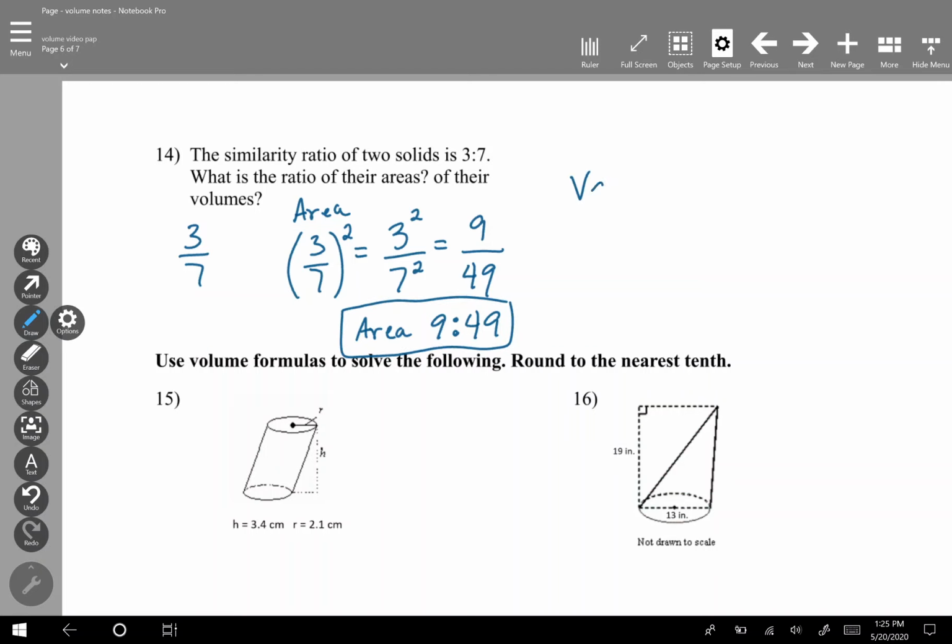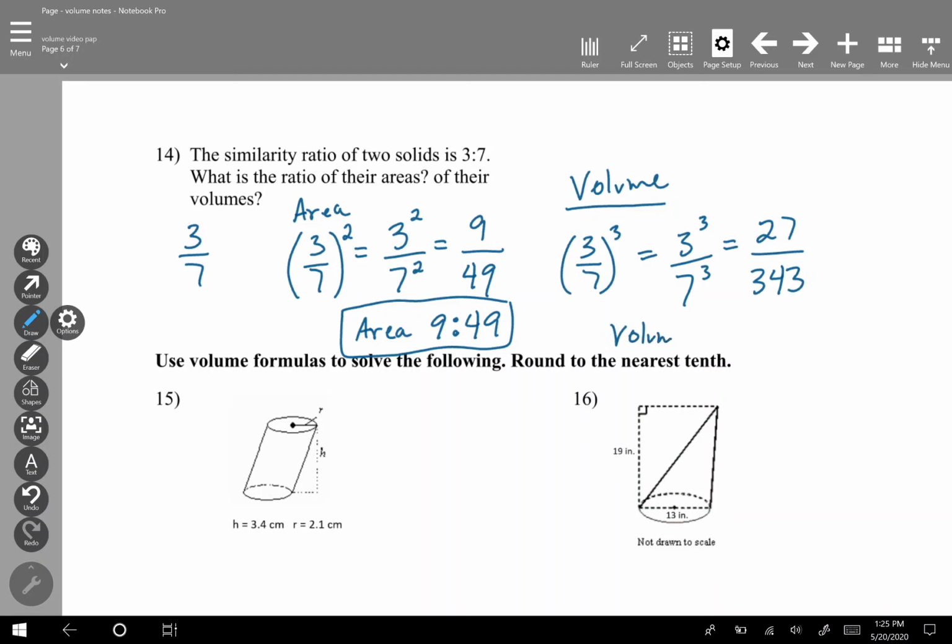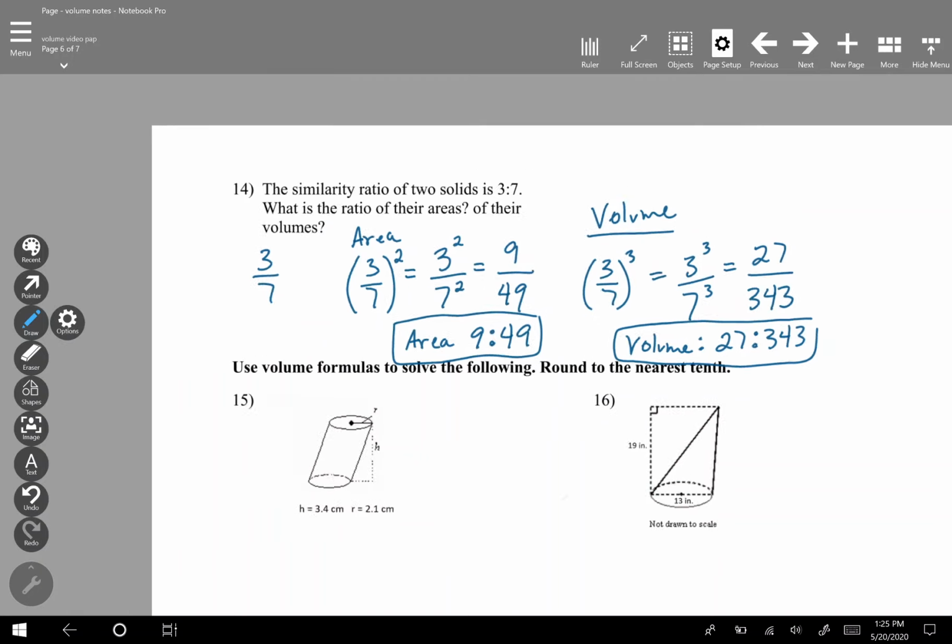And then for volume, well, we're dealing with the cube of it, so we have the original. So it's 3 cubed over 7 cubed. So 3 times 3 times 3 is 27. 7 times 7 times 7 is 343. So for volume, we'd have 27 to 343. So all you're doing is taking the scale factor and you're either squaring both sides of it for area or you are cubing both sides of it for volume.